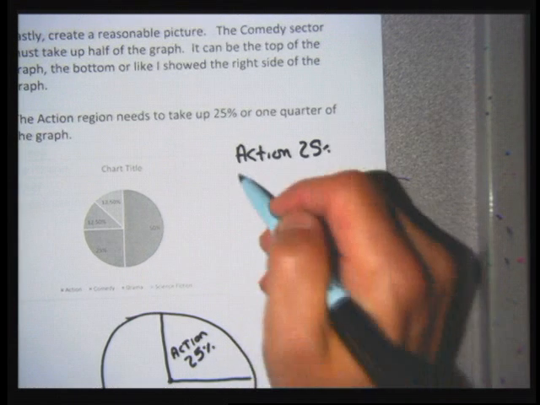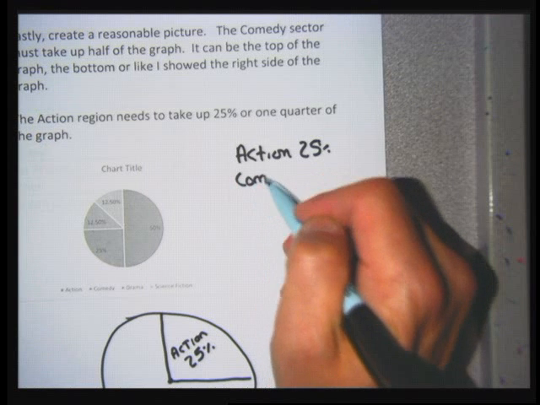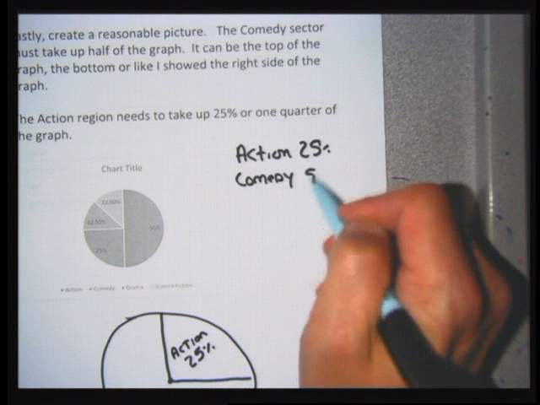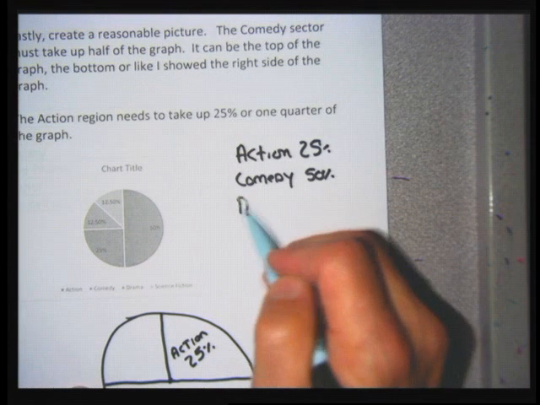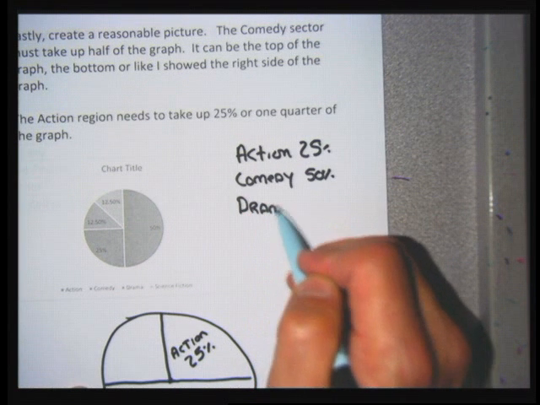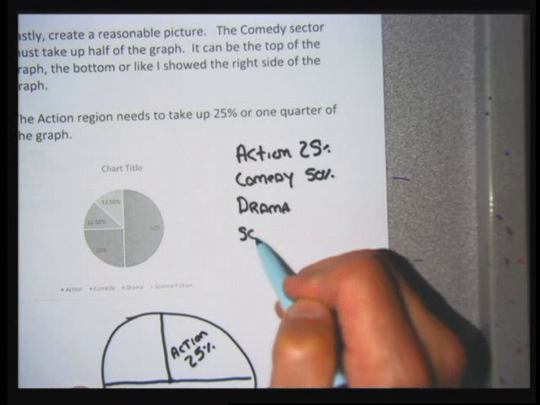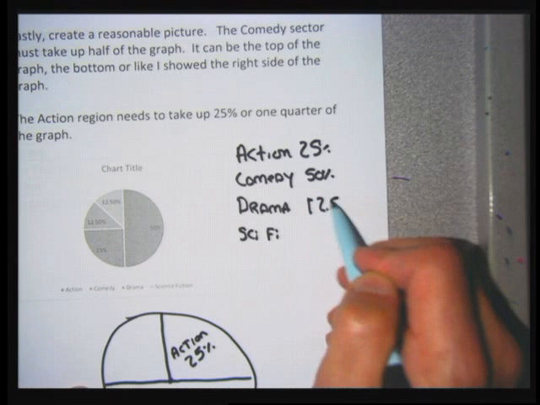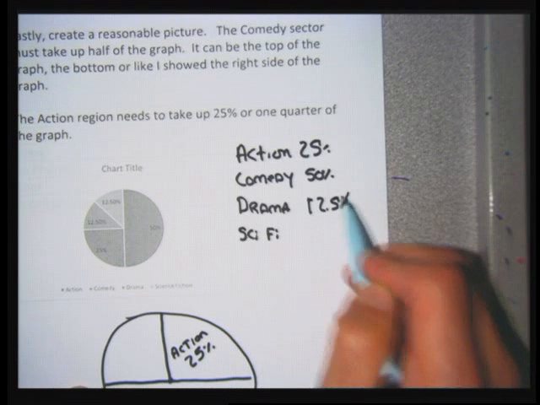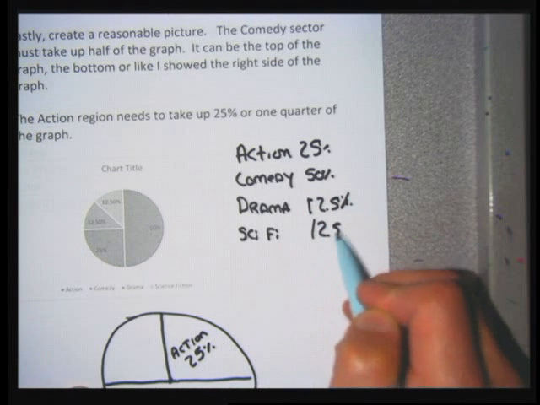The next thing I'm going to fill in is comedy, which was 50%, and so I'm just going to extend this bar on the bottom. I'm going to call this comedy and write 50% with it. And then the last two, both drama and science fiction, need to be 12.5%, and they're both the same size as each other.